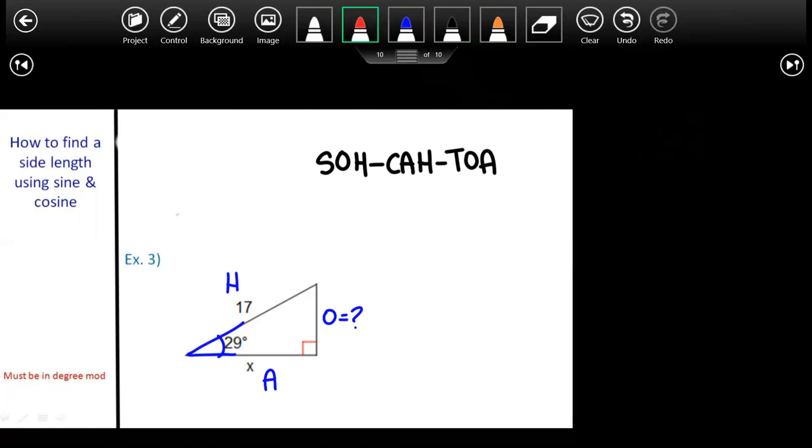Which part of the triangle are we missing? Opposite. So everything with O, what do we do? Cancel out. Everything with O. That leaves me with what? What do we do now? What's our ratio? It's going to be what? Cos.